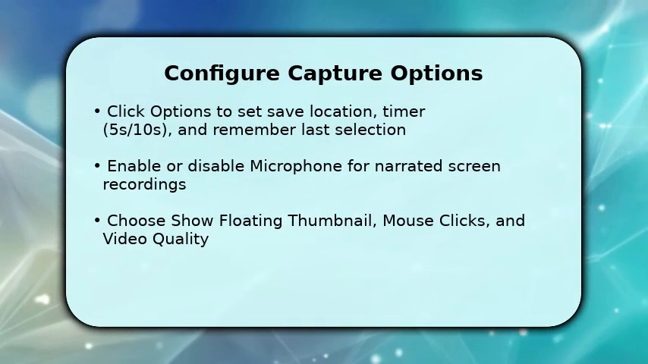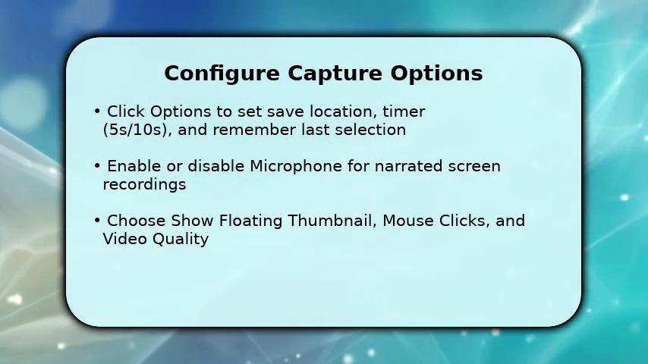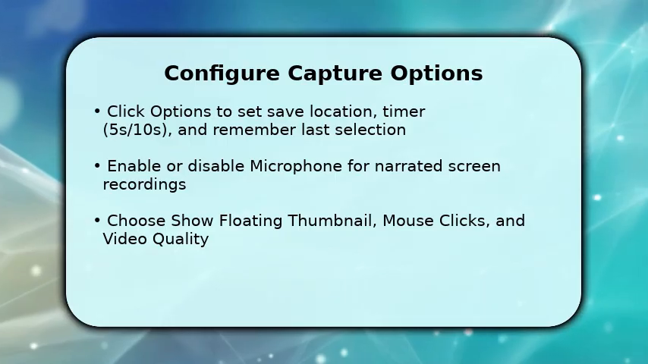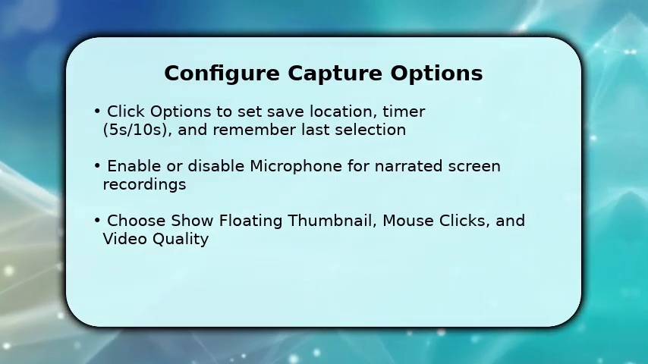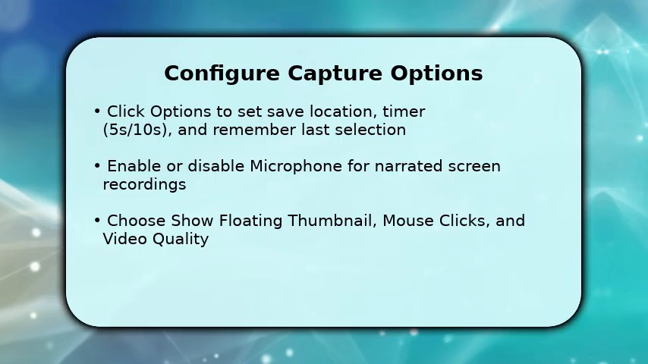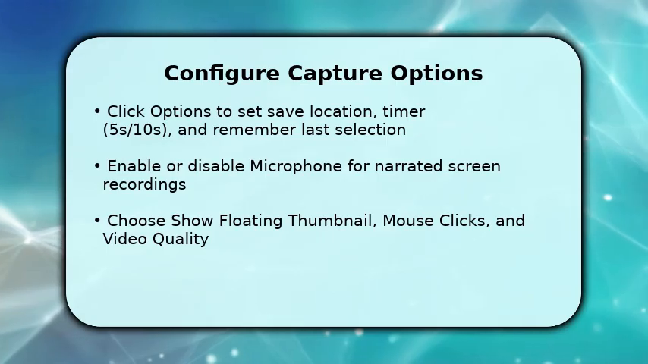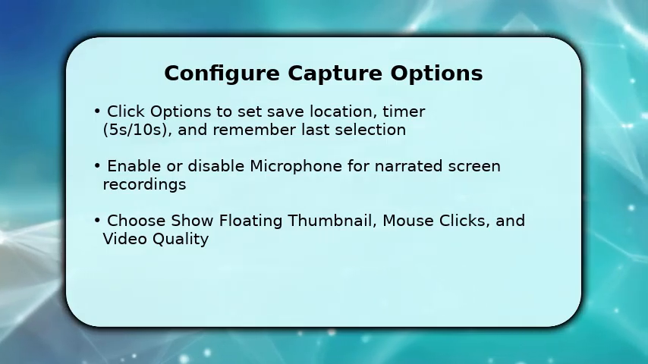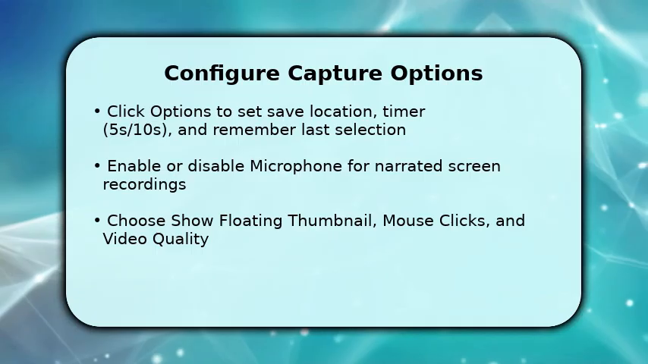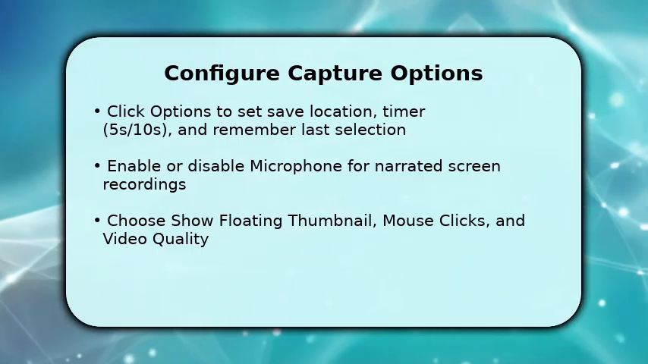Once the toolbar is visible, click Options to control where files save, whether to use a 5 or 10-second timer, and whether to show a floating thumbnail. Make sure to enable your microphone if you need narration, otherwise recordings will be silent. Choose whether to show mouse clicks and set video quality. Higher quality means larger files.